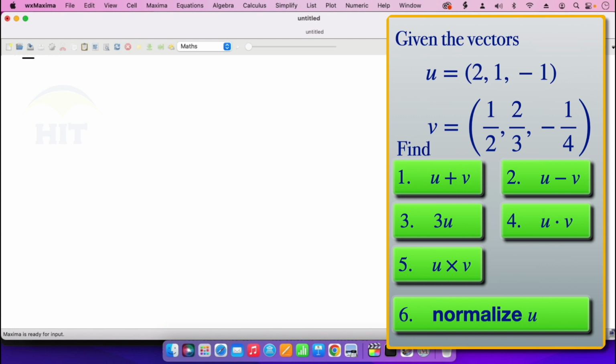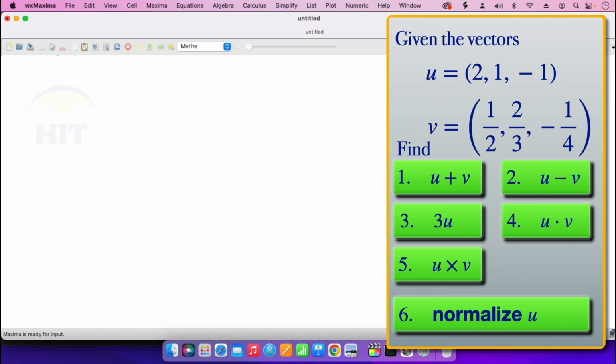I now go on to question number 3. We are multiplying the vector u by a scalar 3. So we have 3, then the times which is on the num block, then u. I press Shift Enter, and the result that we get is 6, 3, -3. Remember that when you are multiplying a vector by a scalar, we multiply all the elements of that vector by the scalar. So in this case, we multiplied the 2, 1, -1 by the 3, and the result was 6, 3, -3.